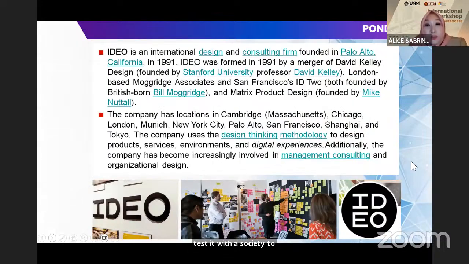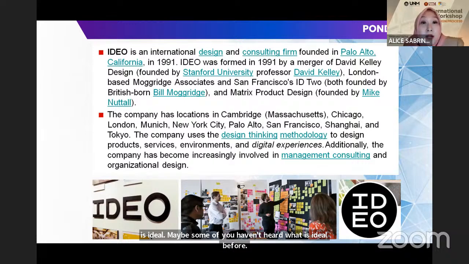So I would like to give you a quick understanding of what IDEO is. Maybe some of you haven't heard what IDEO is before. So IDEO is actually an international design firm founded in Palo Alto by David Kelly Design, and it was founded by a Stanford University professor, known as David Kelly.